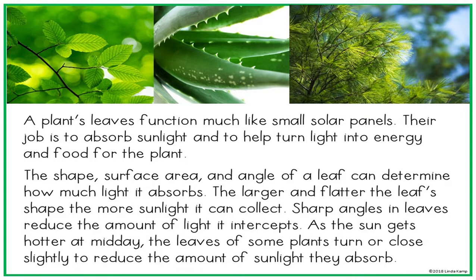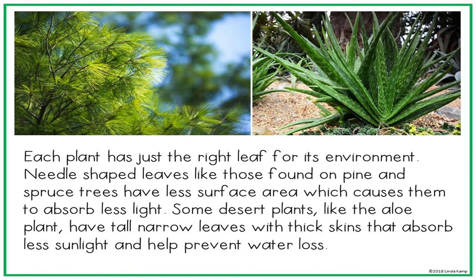The larger and flatter the leaf's shape, the more sunlight it can collect. Sharp angles in leaves reduce the amount of light it intercepts. As the sun gets hotter at midday, the leaves of some plants turn or close slightly to reduce the amount of sunlight they absorb. Each plant has just the right leaf for its environment.